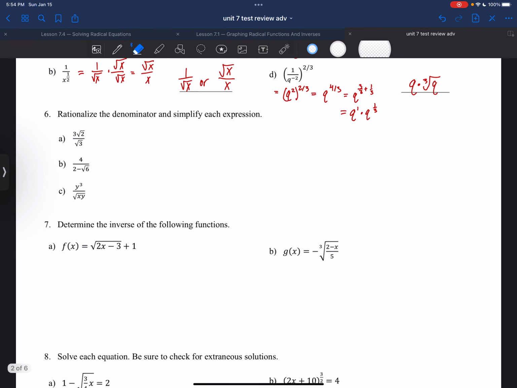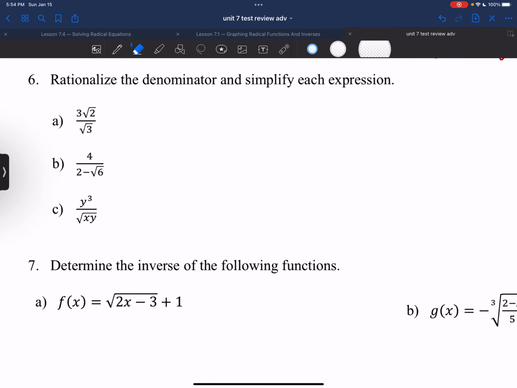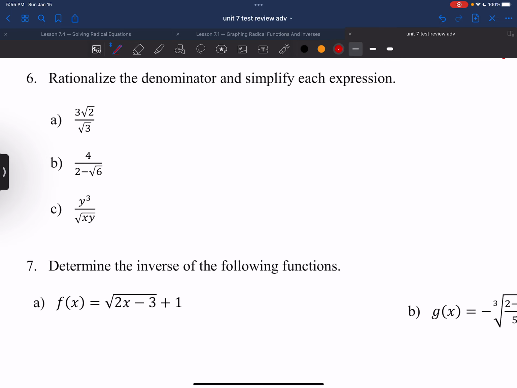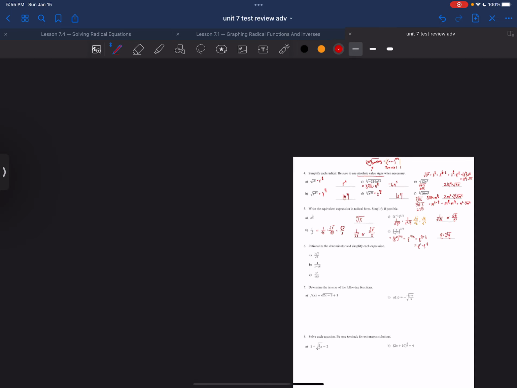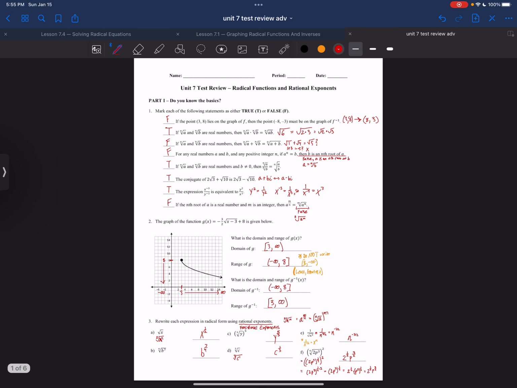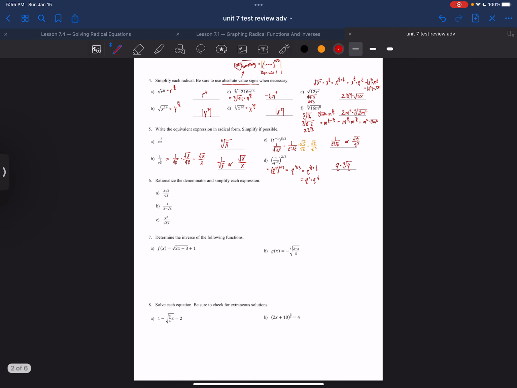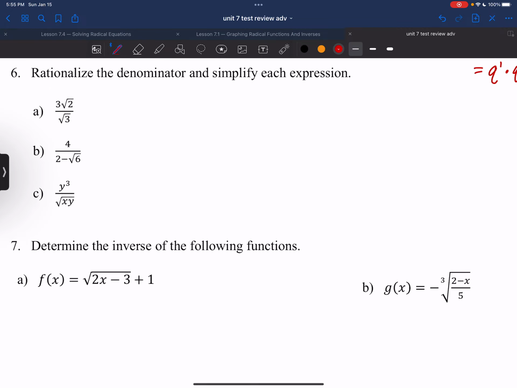All right. Okay, number 6. Here's the rationalized denominator practice. Man, all of this is in red. Red, red, red, red. Maybe I'll start doing the work in blue and then put the answer in red. Yeah, I like that. I'm going to start doing that.